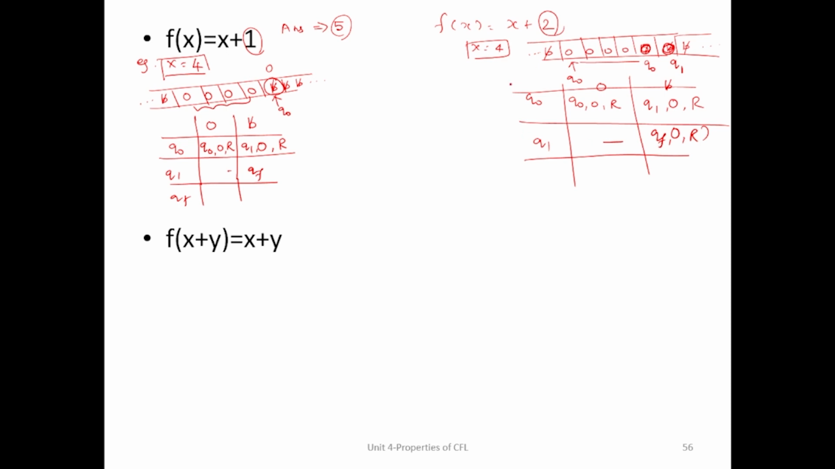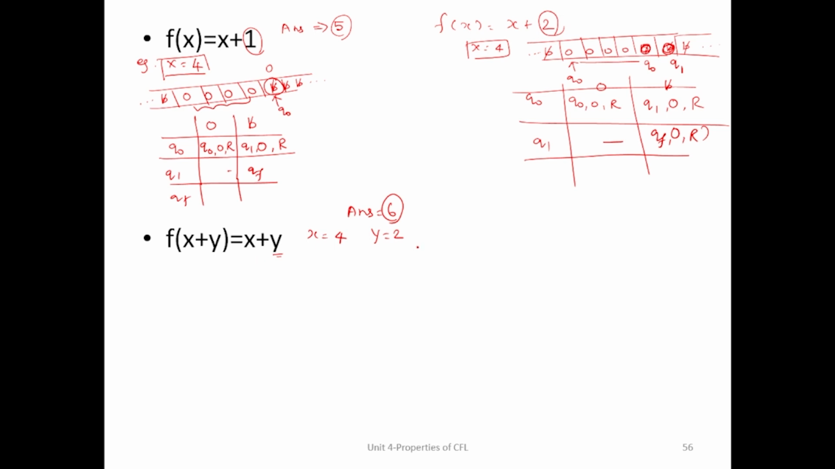So this is the logic behind it. But it is not a proper way of handling it. Instead of that, if any variable is given, that means x plus y. So what is the logic behind it? For example, x equal to 4, y equal to 2. I want to sum up the answer, that means 6 zeros should be present.